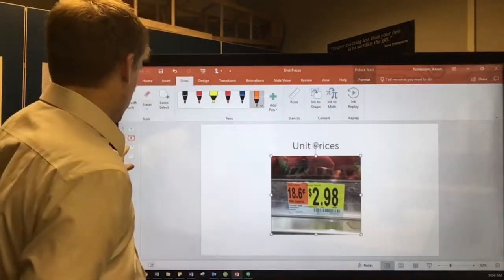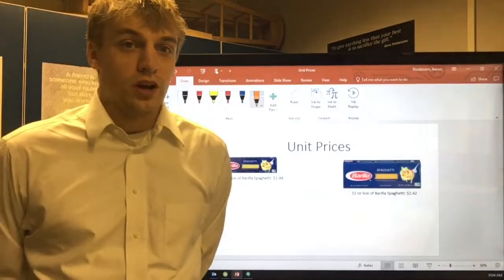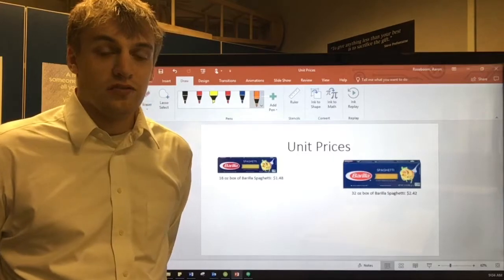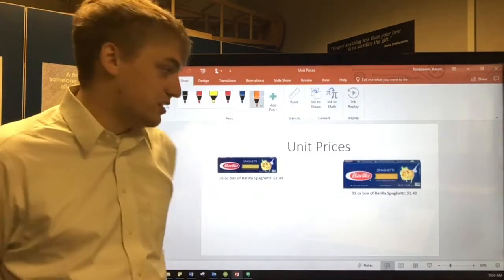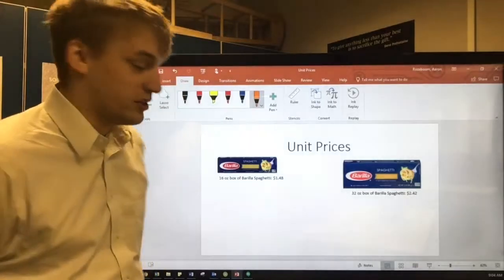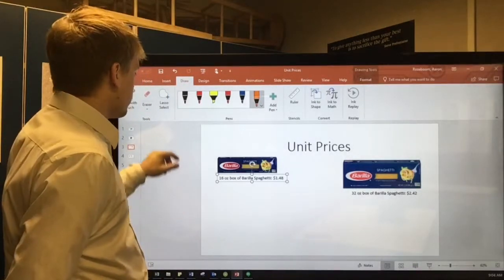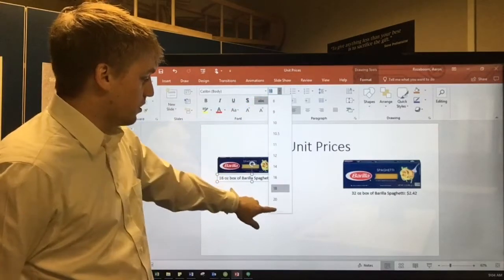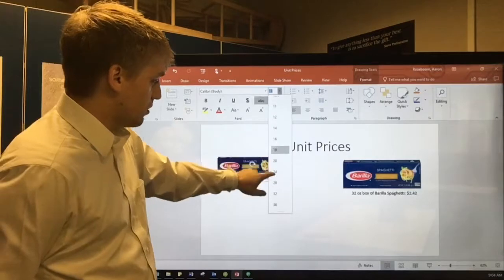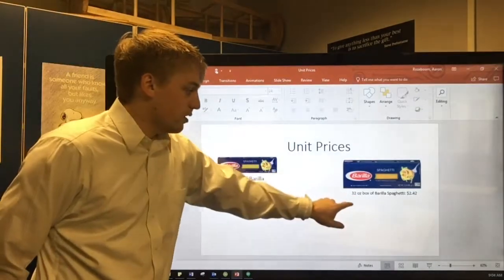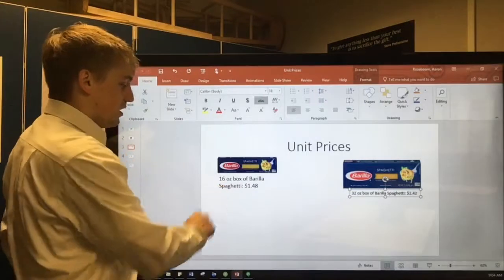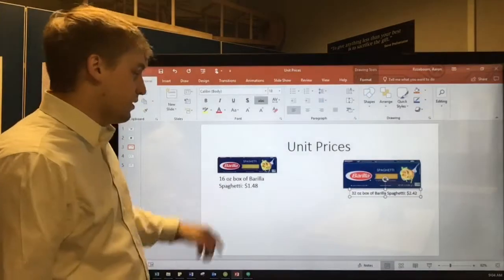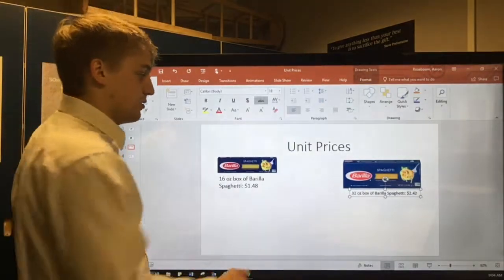Okay, so let's go through an example. We're going to compare spaghetti. Going to the store, oftentimes you have different prices with different sizes. So the first one is a 16-ounce box of spaghetti for $1.48, and we want to figure out what the price is per ounce.